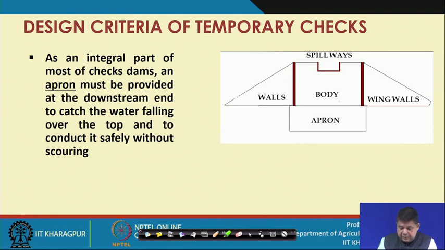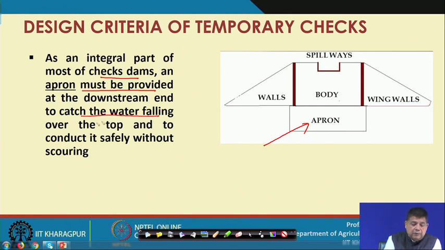Another important part is that for most check dams an apron must be provided. So, on the downstream side an apron has to be provided to catch the water falling over the top and to conduct it safely, so that no scouring takes place on the downstream side.